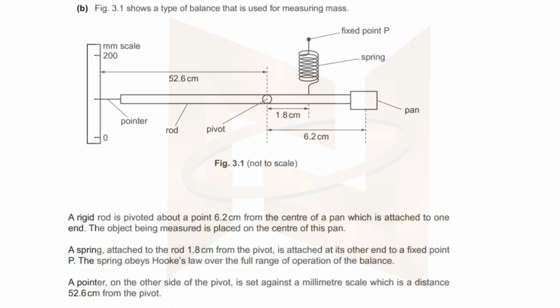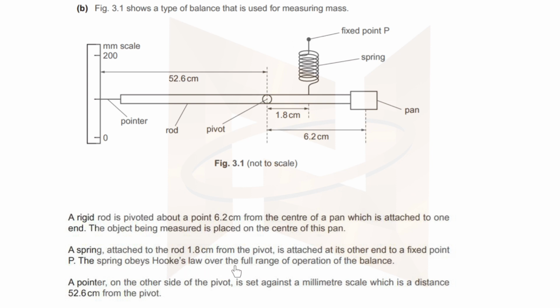Now part B is interesting because it says a rigid rod is pivoted about a point 6.2 centimeters from the center of a pan. So 6.2 centimeters from the center of the pan, you have a pivot. And the object being measured is placed on the center of this pan. So whatever you want to measure, you put on this pan. A spring is attached to the rod 1.8 centimeters from the pivot, as you can see. And at the other end to a fixed point. So the spring is attached to a fixed point.